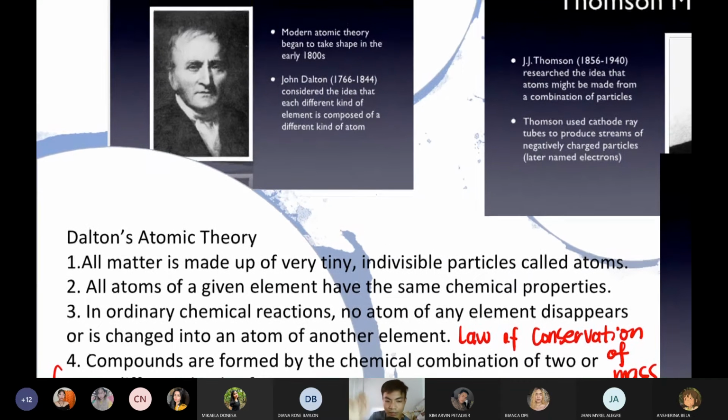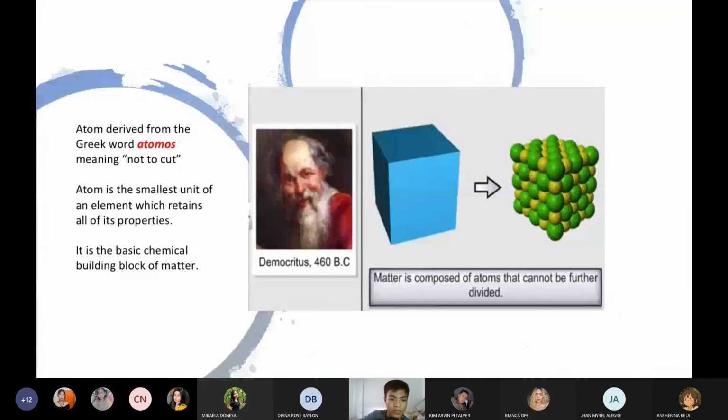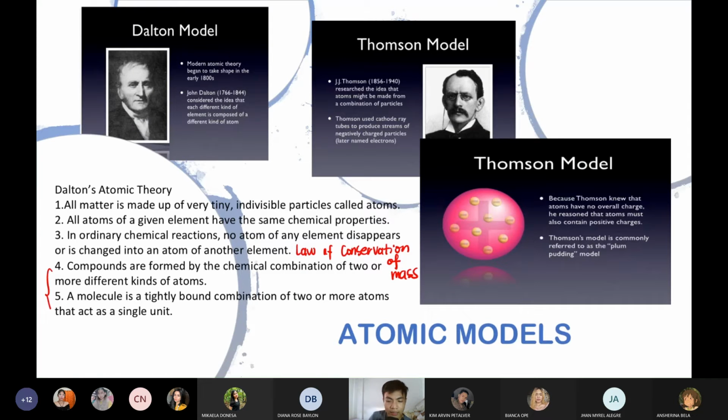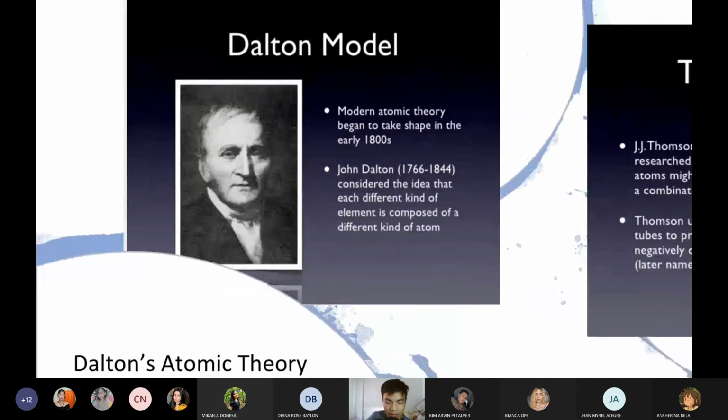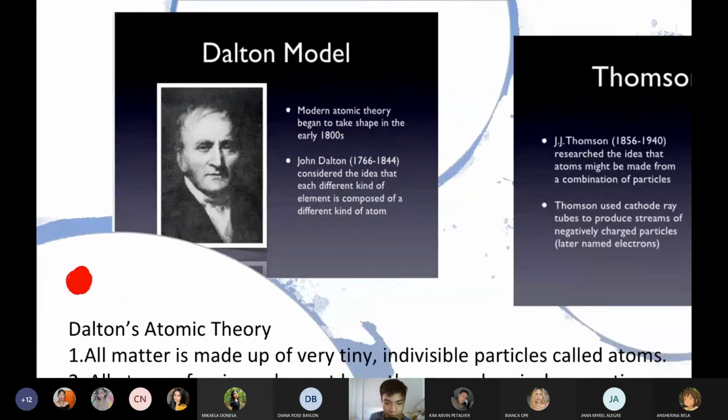So, ano kaya itsura ng atoms during Dalton's period? Democritus hypothesized that atoms look like this. Para siyang circle or square na hindi mo na siya mahati. So, cube yan or spherical shape na uncuttable. During Dalton's time, hindi na niya pinalitan yung ganong concept. According to Dalton, ang itsura ng atom ay spherical pa rin, na hindi mo mahati. Same concept lang. So, we're done with Dalton.